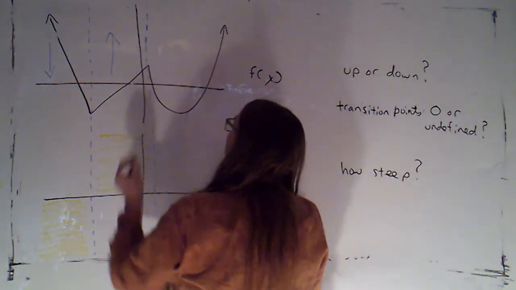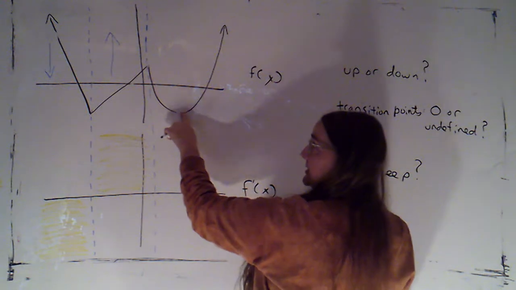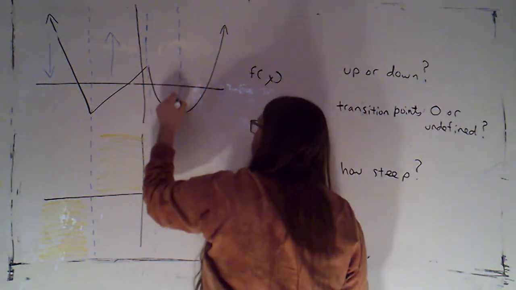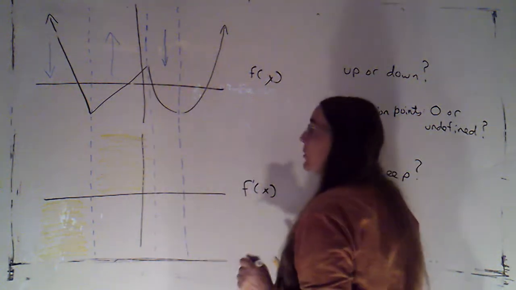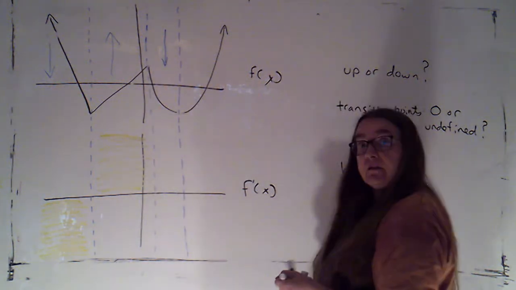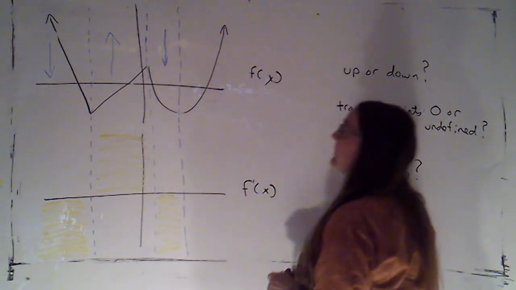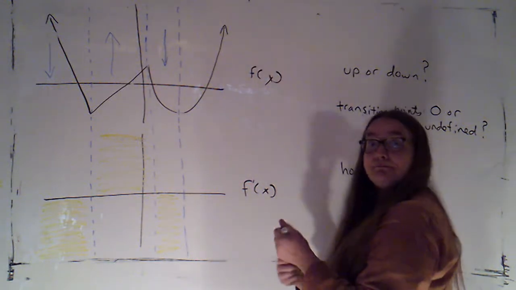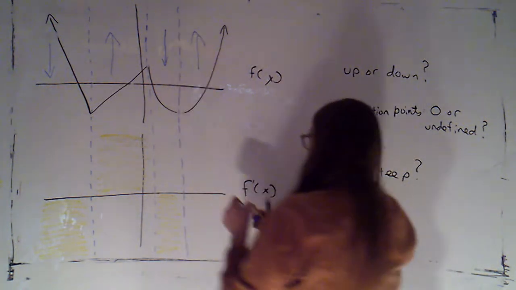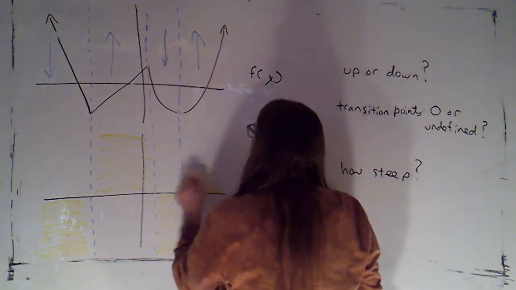After this corner point, it looks like we're going down. And we go down until we hit this low point right here. So we're going to go down, which means that the derivative is going to be negative. And then after that, we turn and we go back up. And if we're going up, that's going to mean that the derivative is positive.